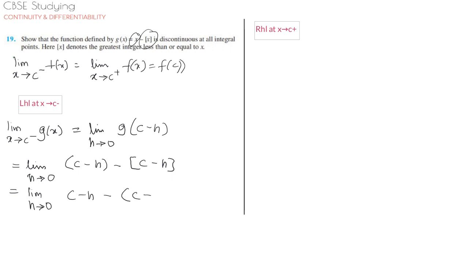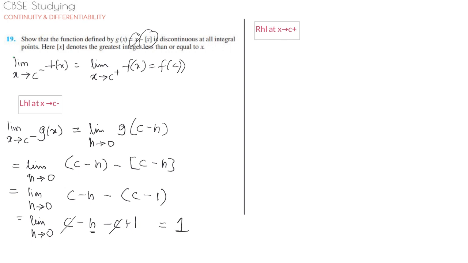So now this becomes limit h tends to 0, c minus h minus, now you're going to put normal brackets. What are you going to replace it with? c minus 1. When you open the brackets, the sign is going to change. That becomes equal to limit h tends to 0, c minus h minus c plus 1. Right? So c and c get cancelled out over here. And then when you put the value of h as 0, 0 plus 1 is equal to 1. So that is your left hand limit.